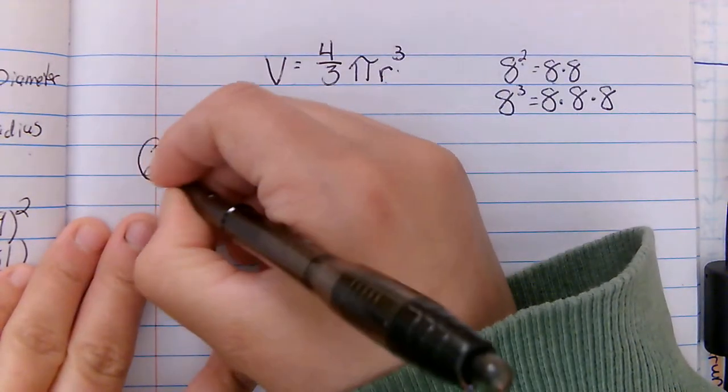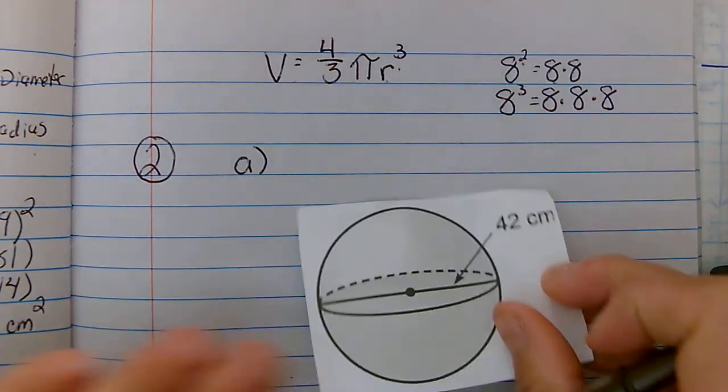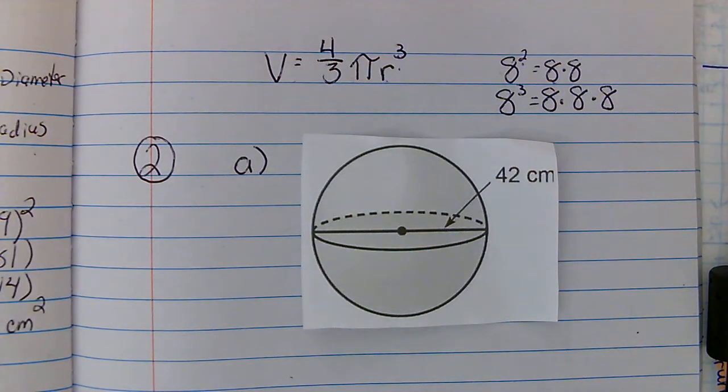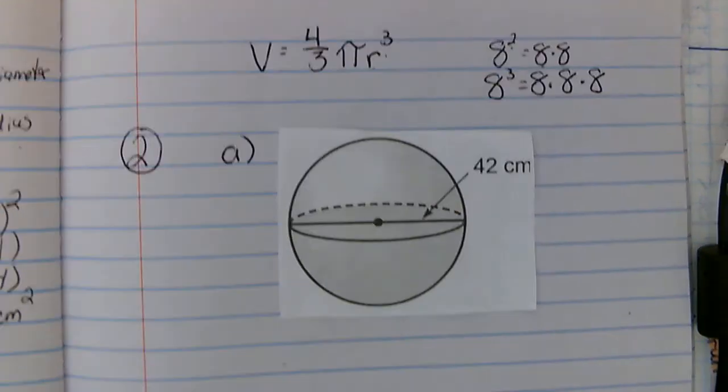All right, so I'm going to write number 2, and I did give you another cutout, so I'm going to put an A, and it should look something like this. So I'm going to pause the video, and I'm going to glue it in. Please do the same. All right, so I have mine glued in. I'm going to go ahead and get started.